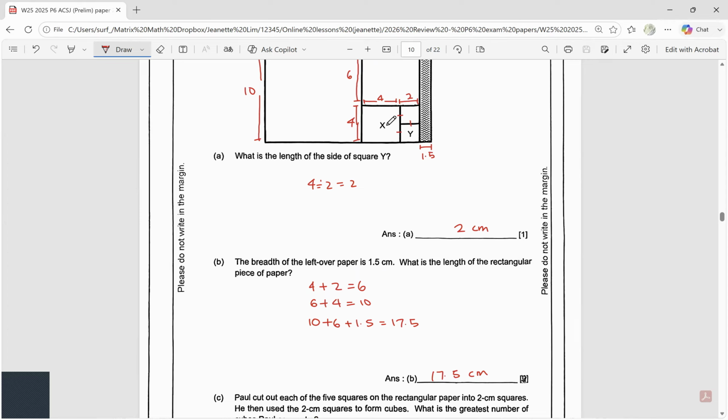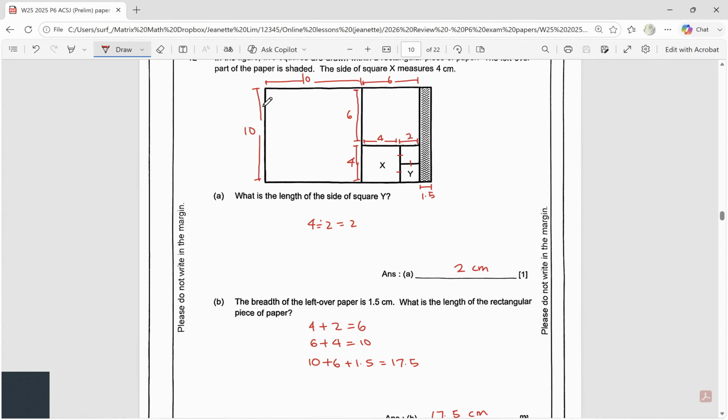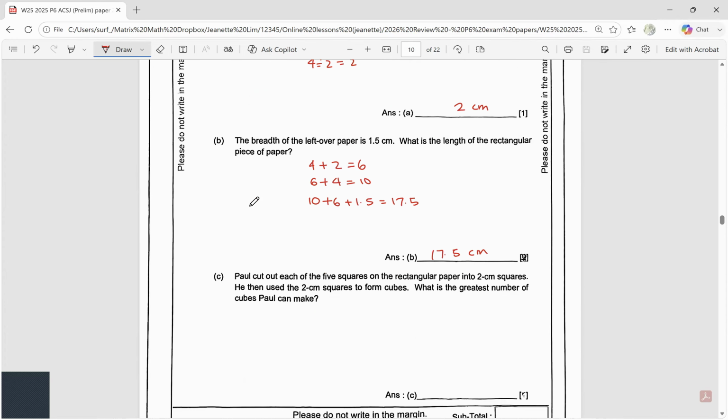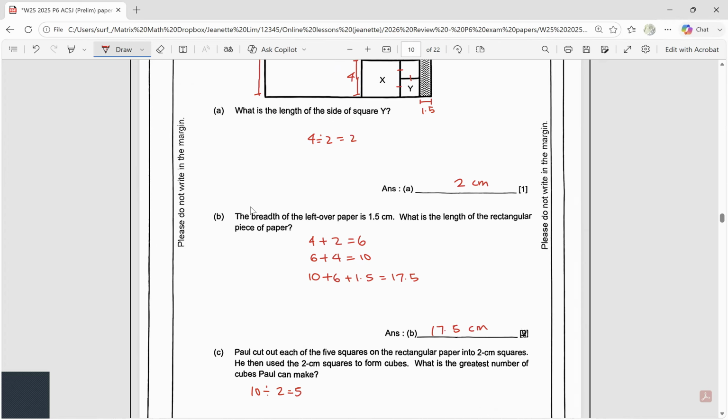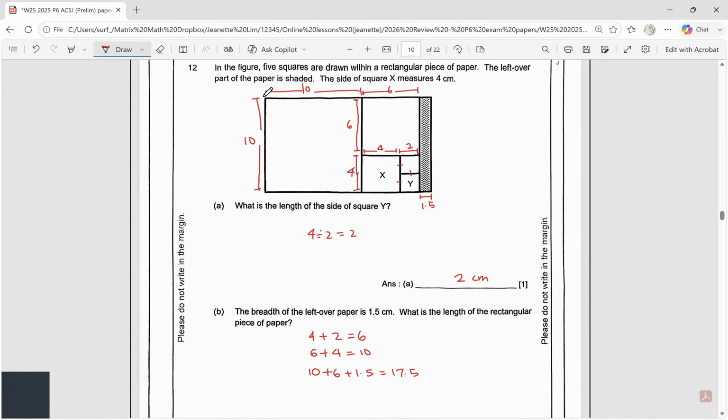Now from X, let's do the biggest one first. This is a 10 cm. How many can you cut here? So 10 divided by 2. Starting from the biggest one, 10 divided by 2 is a 5. So along this side, you can cut 5. So this whole thing will be 5 times 5.